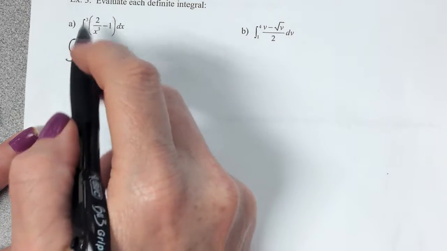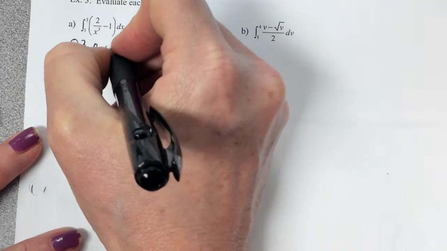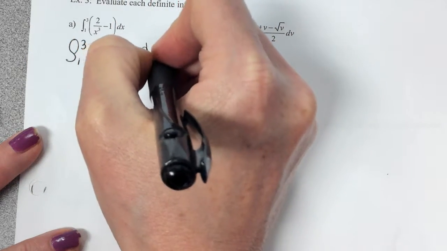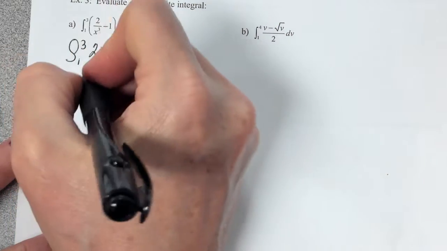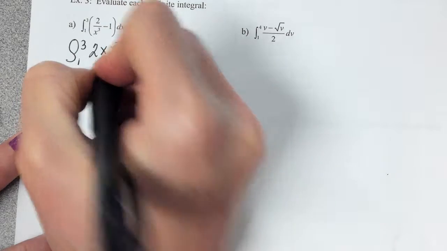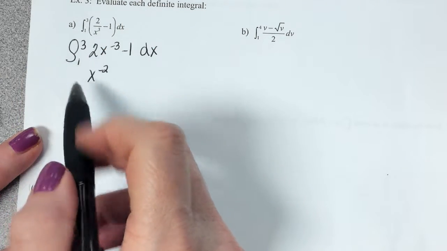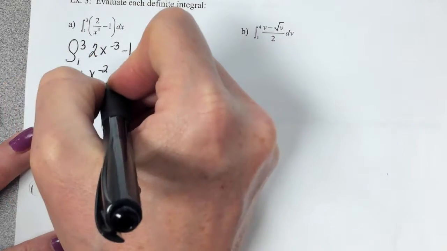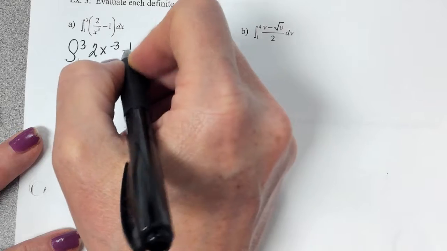Just getting the x on the top. 2x to the what? And so now integrating this, I would add 1. That gives me negative 2. Okay. And then I have to divide 2 by negative 2. That's going to give me negative 1. And then what's the integral of 1, Madison? X.